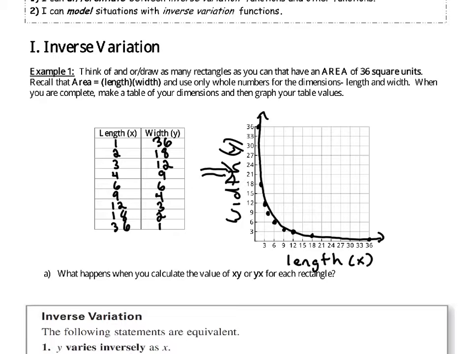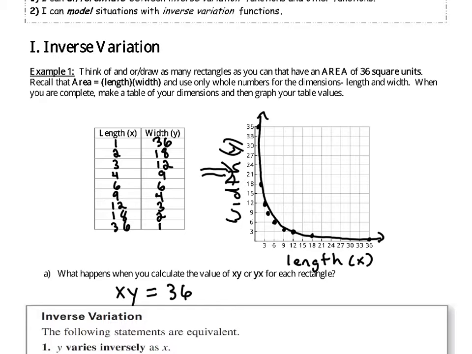Well, unlike direct variation, linear or nonlinear, the graph of inverse variation clearly does not pass through (0, 0), and in fact it will never be linear. So let's take a look at 1a. What happened every time you calculated the x times the y in your table of values? Well, you probably already guessed it. We always get 36.